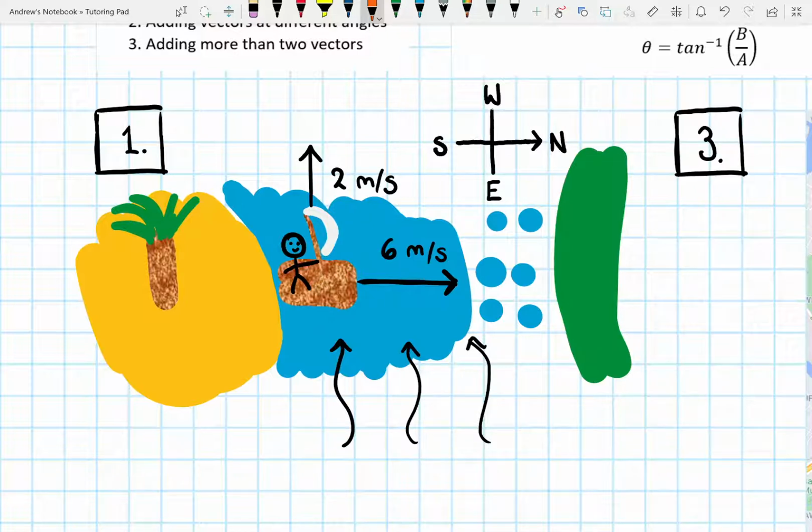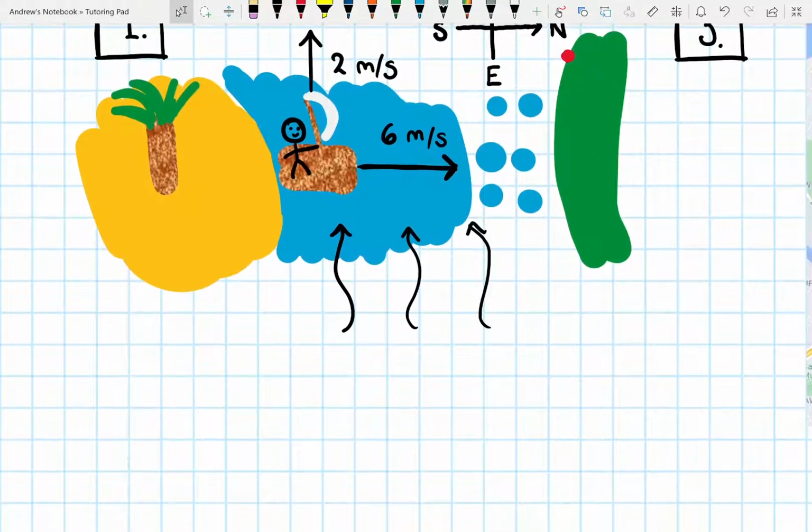And that crosswind is going to mean that you may not necessarily end up exactly where you're aiming, which is just straight ahead to the north. So in order to work out where we're actually going to land, maybe as a general guess, maybe over here, we're going to need to figure out what our heading is going to be, or the direction that we will actually be moving in over time.